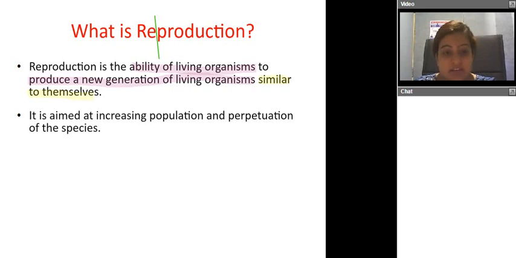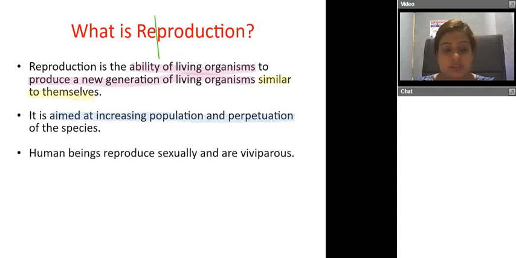Reproduction is basically aimed at increasing the population and the perpetuation of the species. As we know, in the absence of this process, each organism will get extinct and each species will get extinct if there is no process of reproduction for the perpetuation of the species.